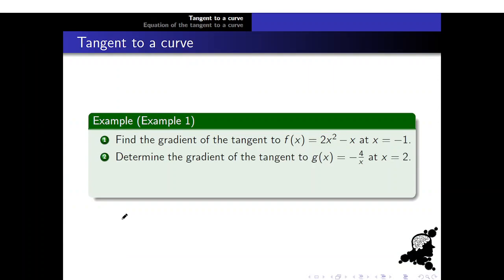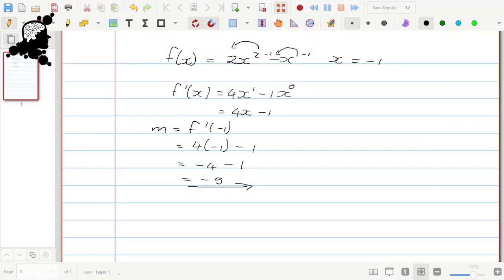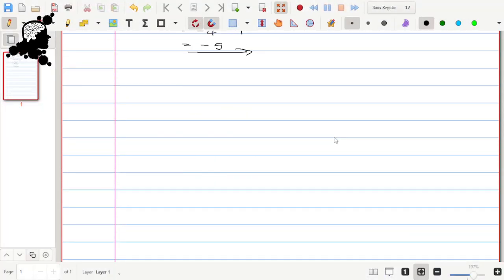So the next question says we're determining the gradient of the tangent to g of x, which is negative 4 over x, at x equals 2. So let's have a look at this. We have g of x equals negative 4 over x. We are told we need to get the gradient of the tangent where x equals 2. So the first thing we need to do is to find the derivative of g of x.